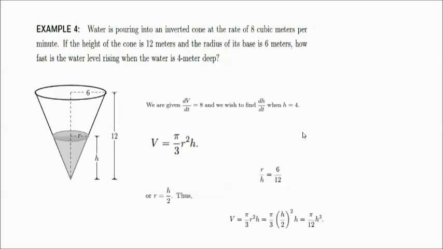So water is pouring into an inverted cone at the rate of 8 cubic meters per minute. If the height of the cone is 12 meters and the radius of its base is 6 meters, how fast is the water level rising when the water is 4 meters deep? Okay, so let's say merong nagbubuhos ng water dito, class. So kapag nagbuhos ka ng water, syempre yung level ng water dito would increase, di ba?